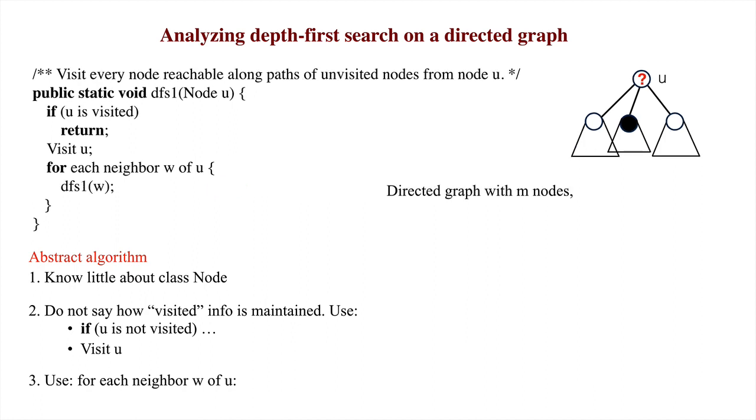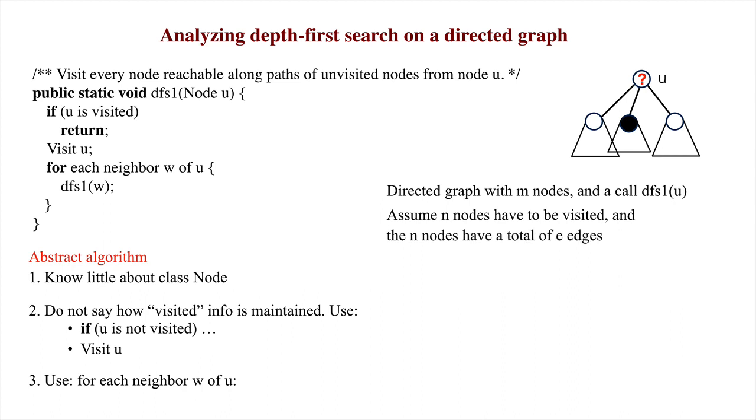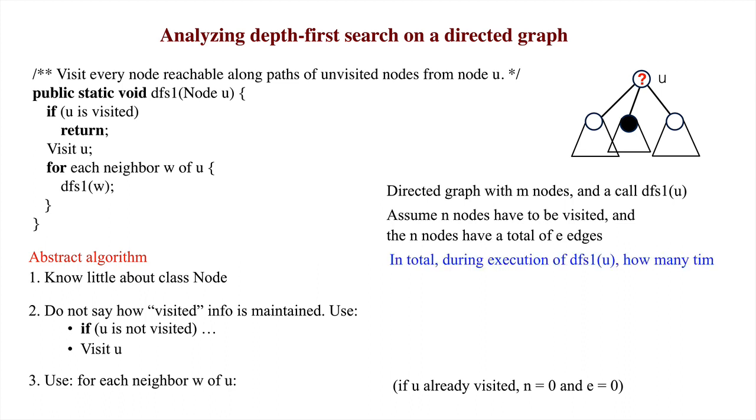Assume we are working with a directed graph with m nodes. Suppose that the initial call dfs1(u) requires n nodes to be visited and that, in total, these n nodes have e edges leaving them. As an aside, if u is already visited, n and e are both 0. We determine the number of times each statement in dfs1 is executed.